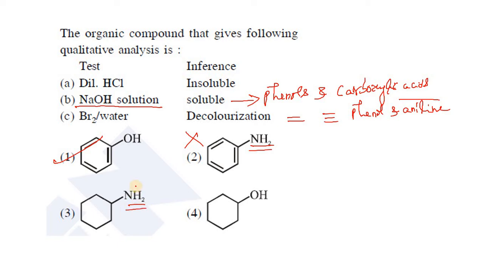And if you take this one, it is soluble in dilute HCl, insoluble in sodium hydroxide solution, but it does not decolorize bromine water. So this one is also incorrect. And this one is insoluble in dilute HCl and also sodium hydroxide solution, and also does not decolorize bromine water. So this one is also not correct. What is the correct option? The first one is the correct option.